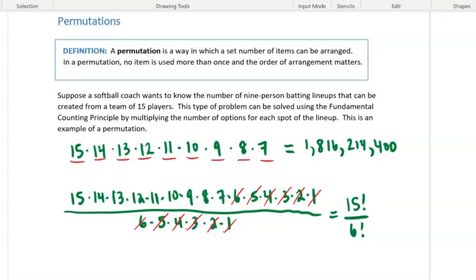Now, where does the 6 factorial come from in this problem? Well, notice that we have 15 players to choose from for this lineup, and we are creating a 9-person lineup.